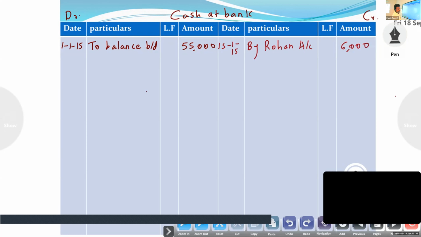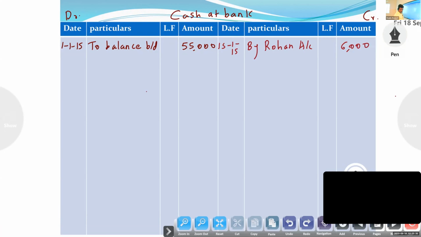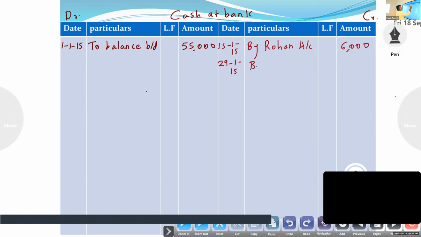Next transaction related to bank. 29, Rubali account debit to bank account. So where do I write? The credit side. Yes, credit side, 29, by Rubali account, 12,000.